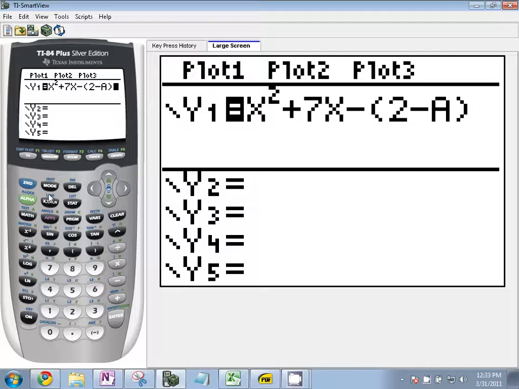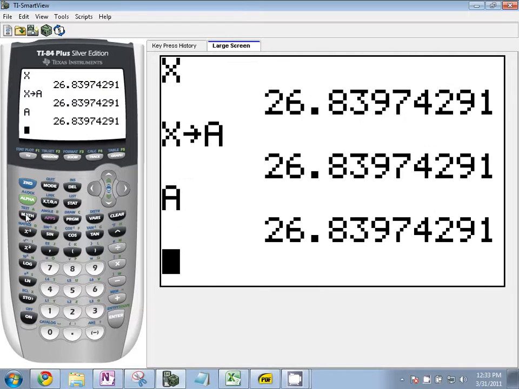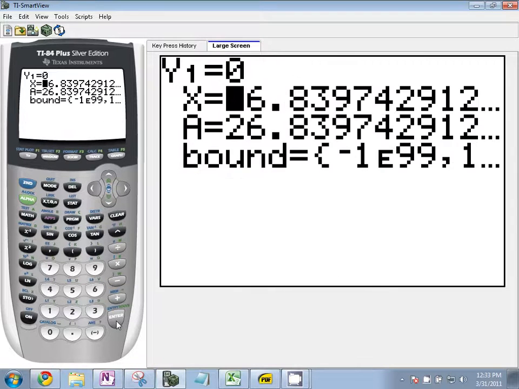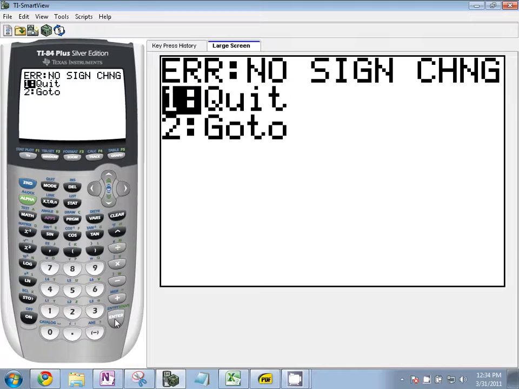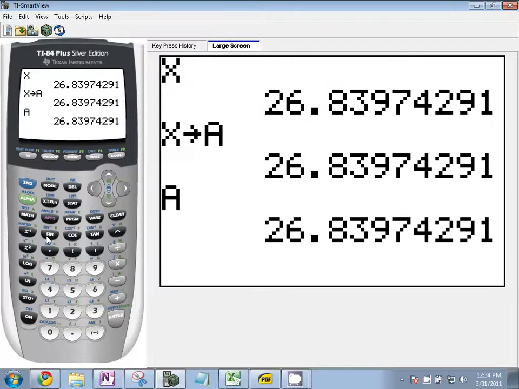I can quit out of this and go to math and then solver. Well, let's keep the same guess. Let's say we hope it's positive. Well, maybe it's positive. Let's just take a guess here. If we run the solver here, alpha solve, 2 point something. Let's see. Ooh, no sign change. So if there's no sign change, it means our guess is pretty poor. So let's try a better value for our guess.